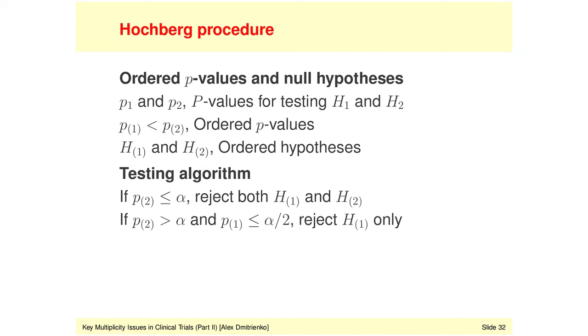The testing algorithm in this case is quite straightforward. There are only two null hypotheses to test, and therefore the Hochberg procedure rejects both null hypotheses if the larger of the two p-values is less than or equal to alpha. But if the larger of the two p-values actually exceeds alpha, then we're going to continue to testing the hypothesis which corresponds to the smaller of the two p-values, and if that p-value is less than or equal to alpha over 2, then the corresponding hypothesis will be rejected.